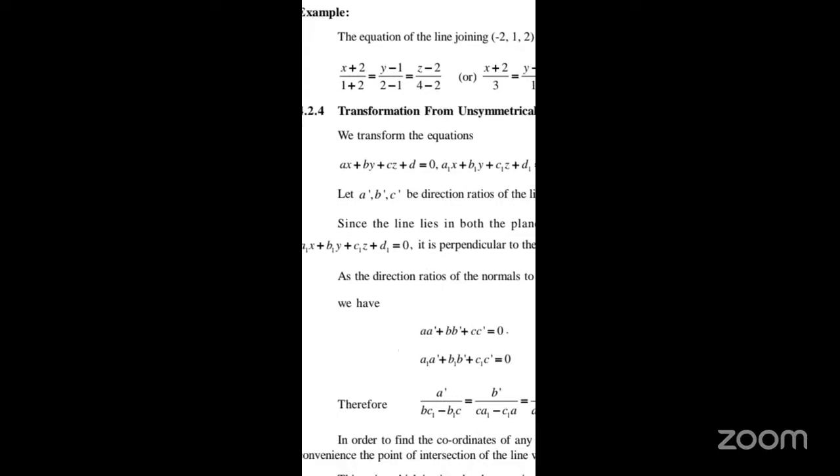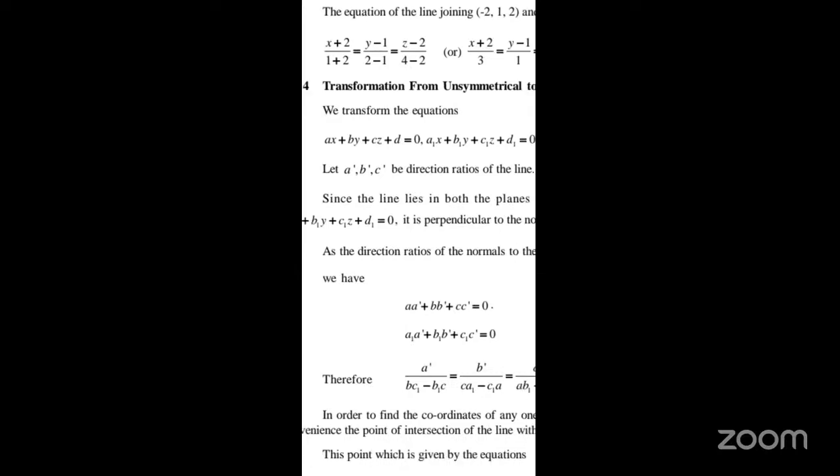So the line point is the line transformation from unsymmetrical to symmetrical. How to convert the unsymmetrical form to the symmetrical form? Okay, we transform the equation. There are 2 equations given here. A, B, C be the DRs of the line.